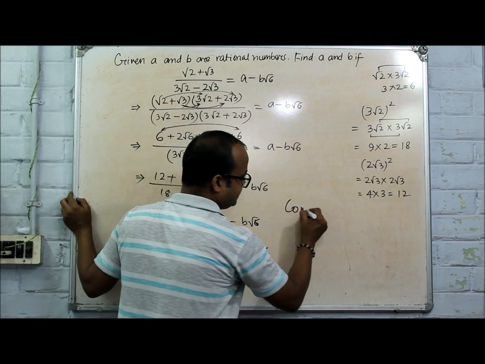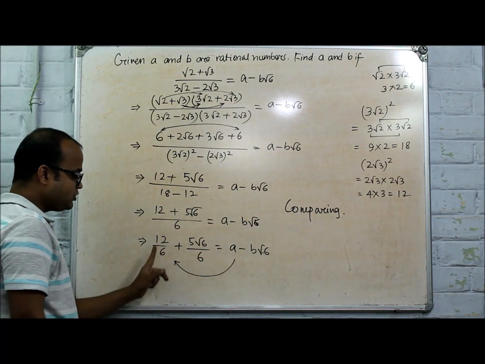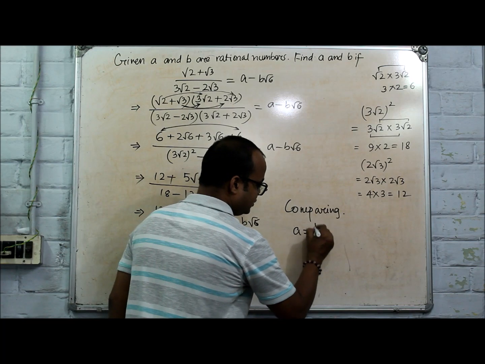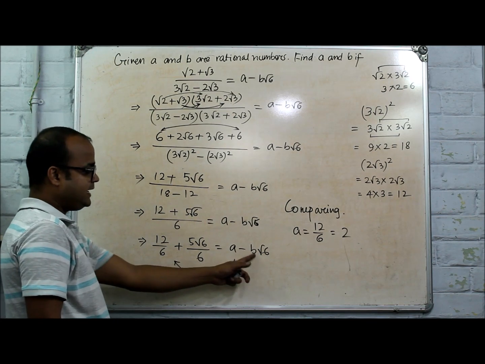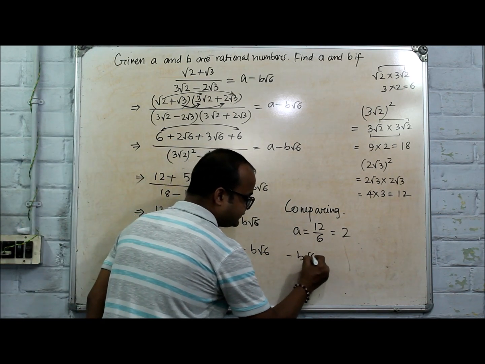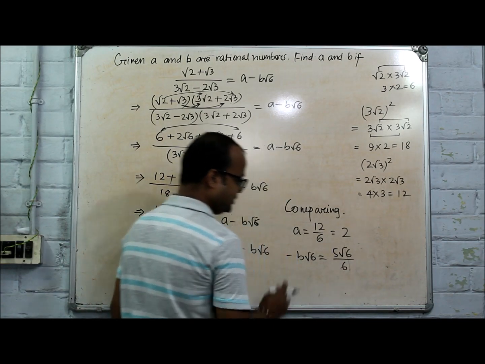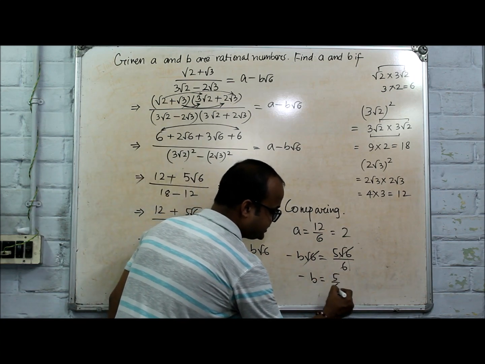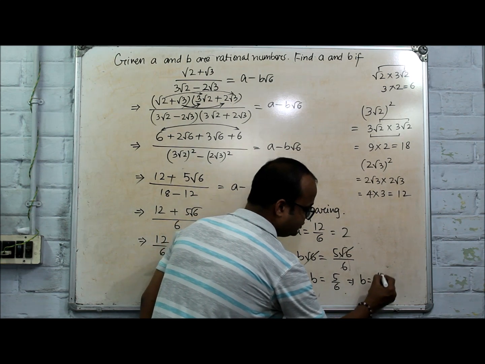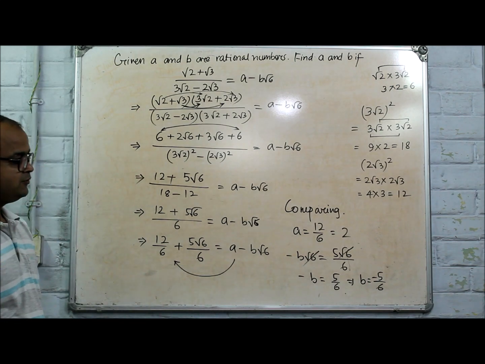So comparing both sides, a is equal to 12 by 6. This is equal to 2. 6 1s are 6, 6 2s are 12. And minus b root 6 is equal to 5 root 6 by 6. Root 6 will get cancelled. So minus b is equal to 5 by 6. It implies b is equal to minus 5 by 6. This minus will go to that side. So minus 5 by 6.